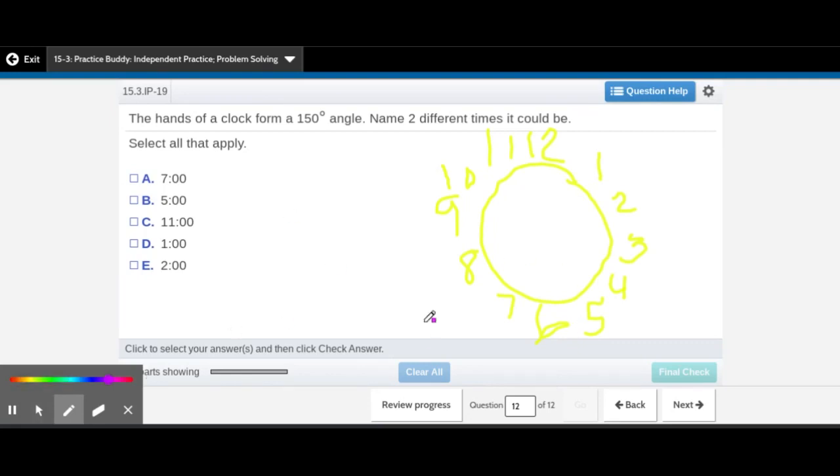As you can see, I drew a clock here because I know we're getting ready to deal with some clock time. So it says the hands of a clock form a 150-degree angle. Name 2 different times it could be. So I want 2 different answers.